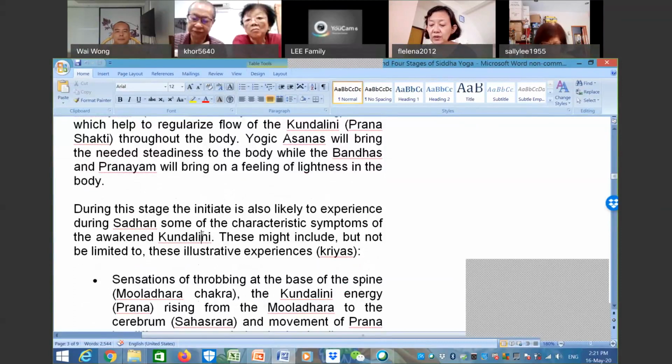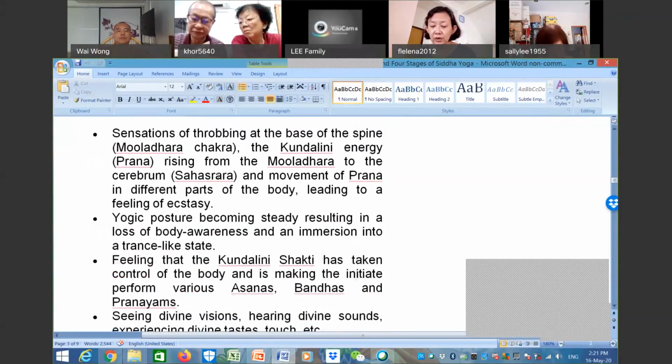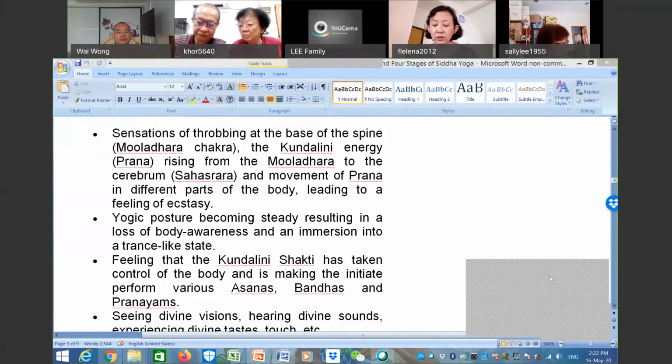During this initial stage, the aspirant is also likely to experience during the sadhana some of the characteristic symptoms of the awakened kundalini. This may include, but not be limited to, these illustrative experiences: kriya, sensations of popping at the base of the spine, Muladhara chakra, the kundalini energy prana rising from the Muladhara to the cerebrum, Sahasrara, and movement of prana in different parts of the body, leading to a feeling of ecstasy. Yogic posture becomes steady, resulting in a loss of body awareness and an immersion into a trance-like state.